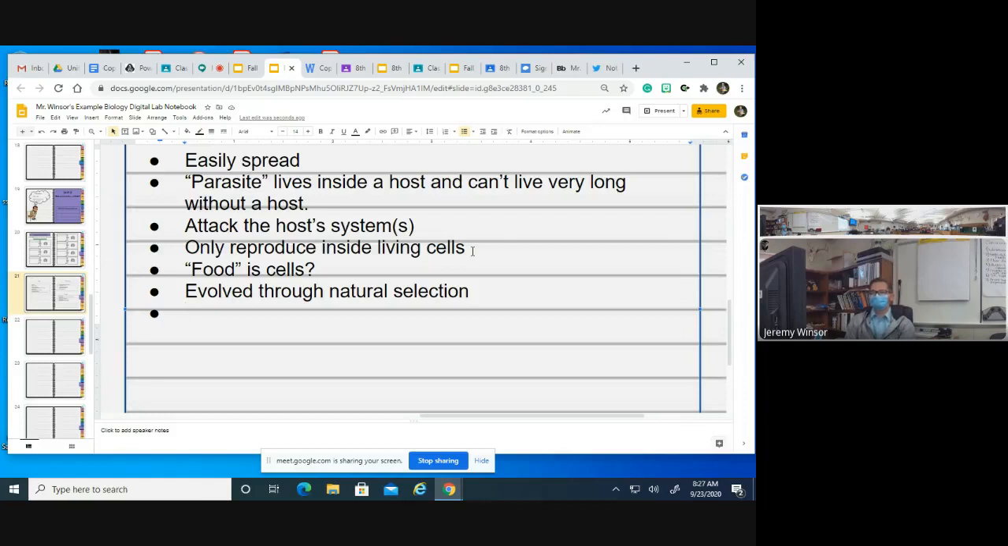Avery? When in a host, white cells attack it. I'm sorry, I couldn't hear. When in a host, white blood cells attack it. Ooh, so our defense mechanism is white blood cells. Yeah.